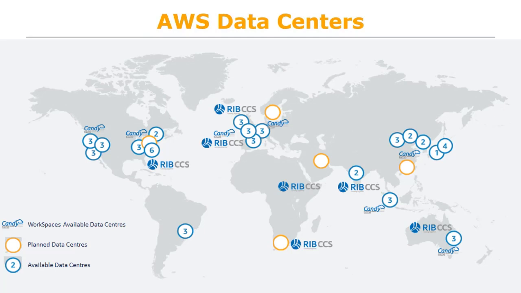This world map depicts the AWS data centers. The yellow circles indicate available data centers, whereas the green circles indicate planned data centers. The CandyCloud logos are positioned at those data centers where the Amazon Workspace service is available. Now, these are the data centers that facilitate CandyCloud.